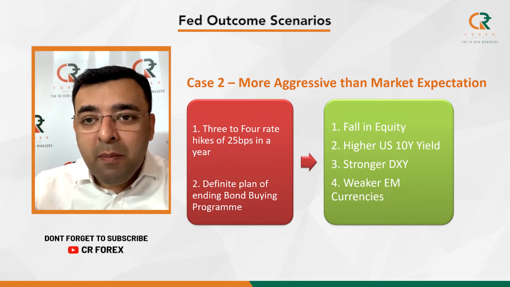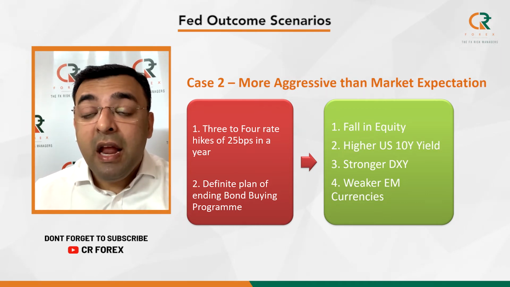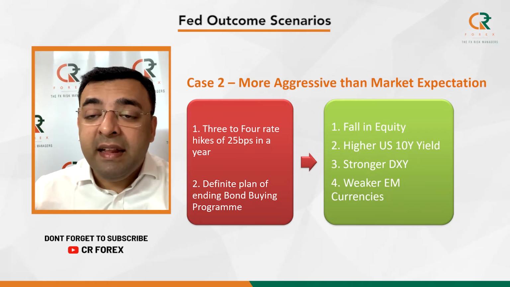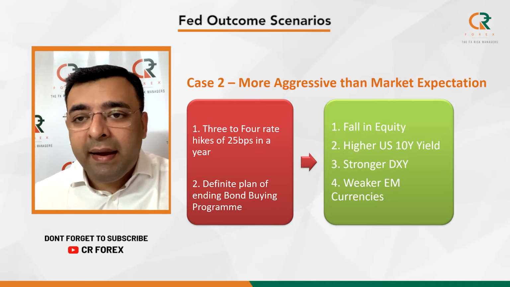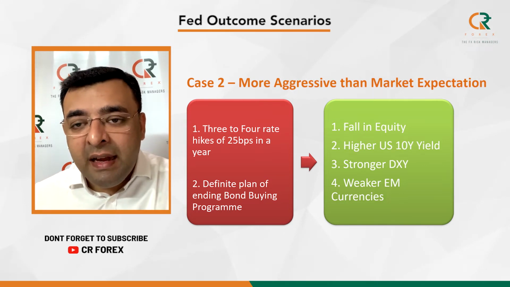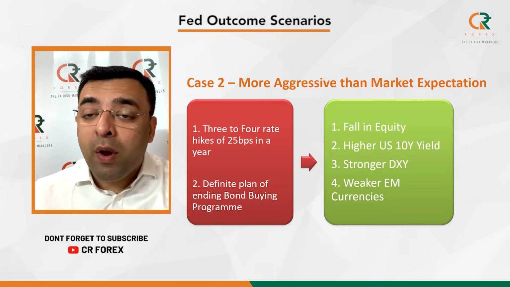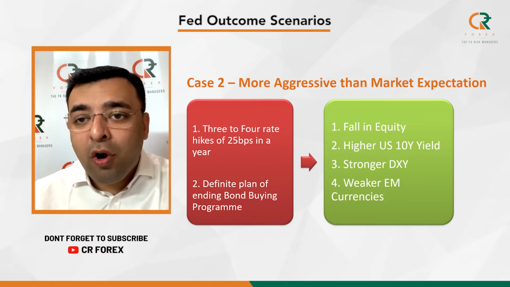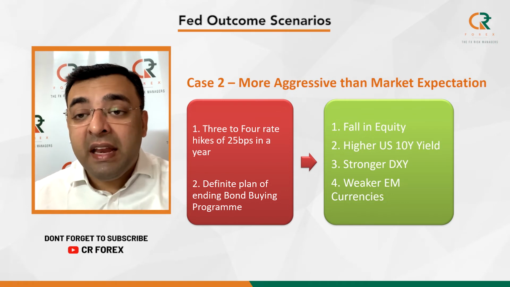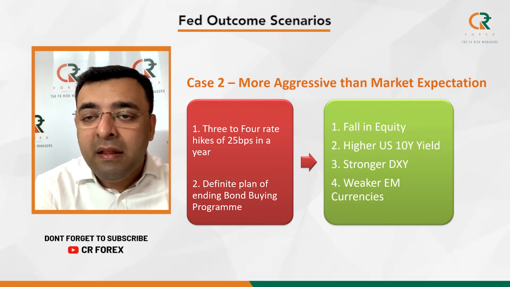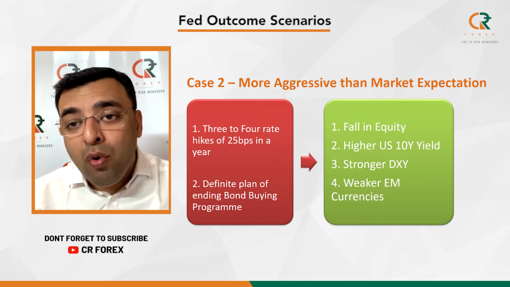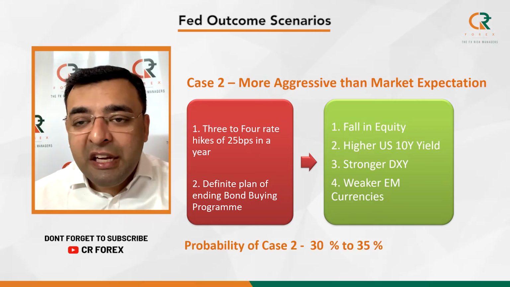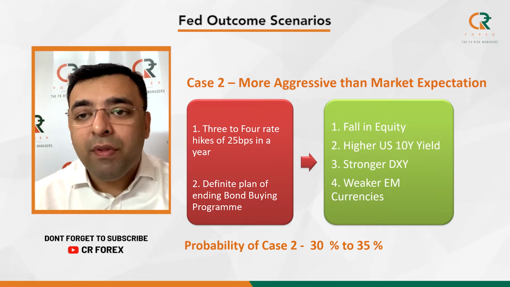Pehla, equity market will fall down. Second, DXY, which is trading at 95.5 level, can move towards 96.5 level. Third impact can be seen on US Treasury yield. US Treasury yield can shoot to 1.90 or 2%. Because of higher dollar index and higher US Treasury yield, all emerging market currencies can weaken, and so the rupee can also weaken. The probability of case 2 scenario is 30 to 35%.